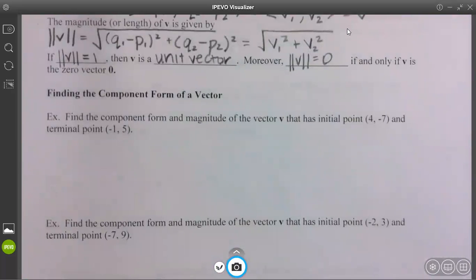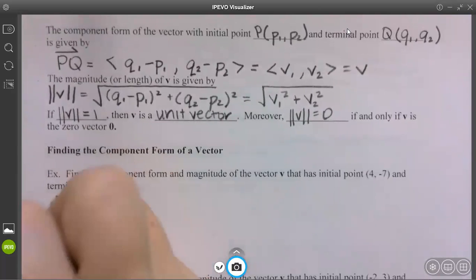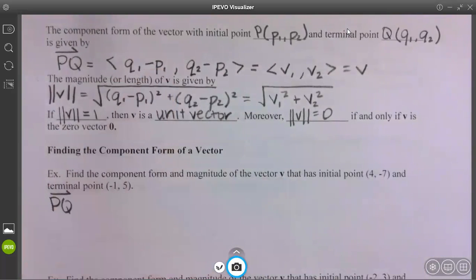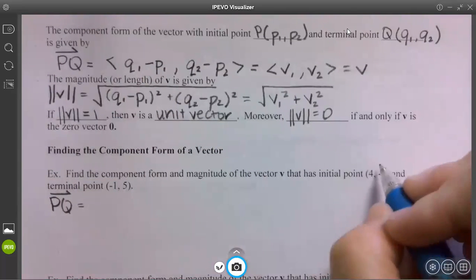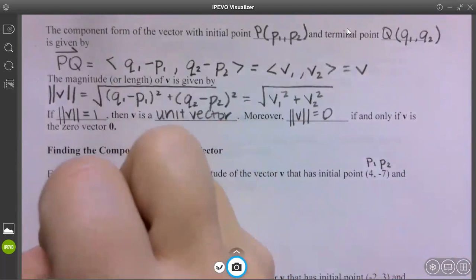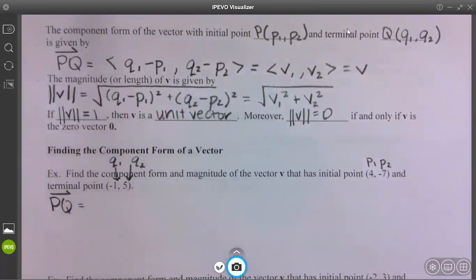So we're going to find the component form of a vector, and we're going to do the form and magnitude of the vector that has the initial point 4, -7, and the terminal point -1, 5. So we're going to do exactly like this says. I'm going to pull it back up so you guys can see it at the same time. So PQ, we're going to use this formula right here at the top, is equal to Q1, your terminal point. So this one is your initial point, P1, P2. This one is Q1 and Q2.